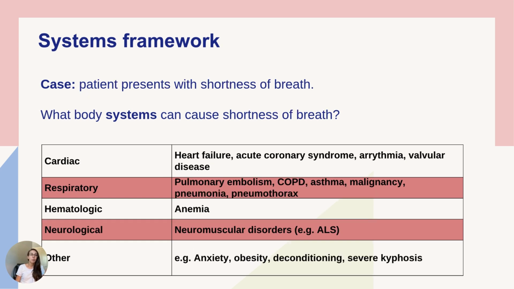Let's think of a second example for the systems framework. Say a person's presenting with acute shortness of breath. So, what I like to think about is what body systems can cause shortness of breath, right? Certainly the cardiac system. So, we're thinking of heart failure, acute coronary syndrome, and arrhythmia, valvular disease. For respiratory system, we're thinking of a pulmonary embolism, of course, COPD, asthma, malignancy, pneumonia, etc. Hematologic, could it be an initial presentation of severe anemia? And neurological, thinking of neuromuscular disorders like ALS. And then, of course, our other bucket, as you can see here.